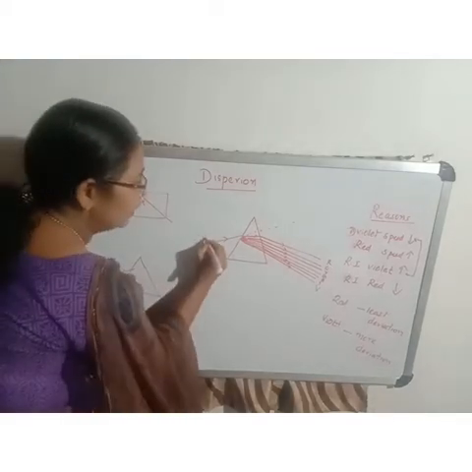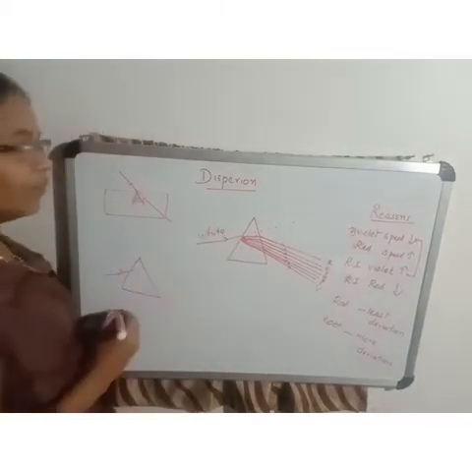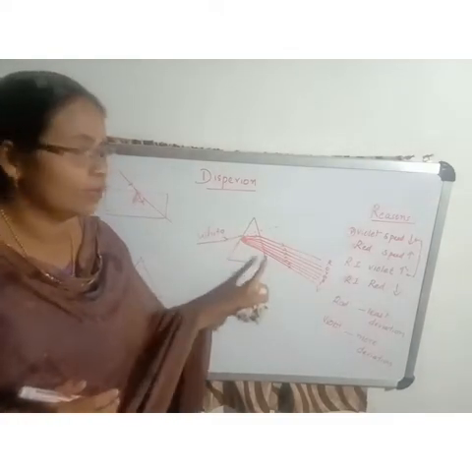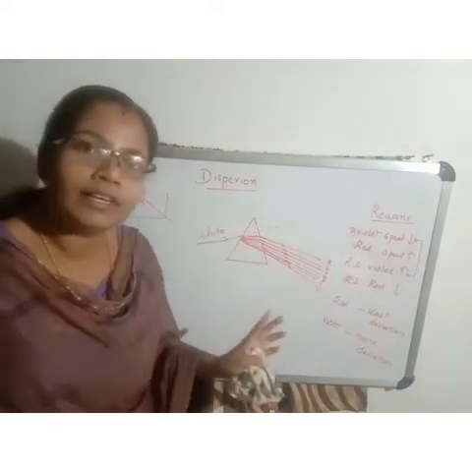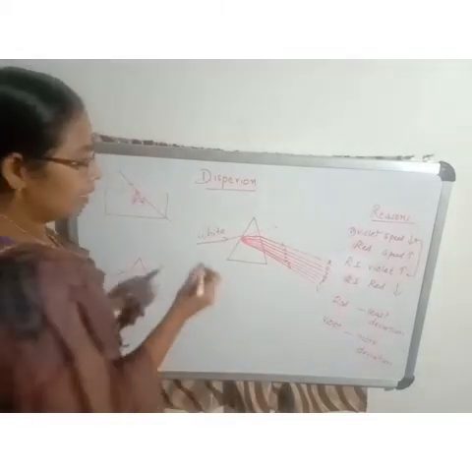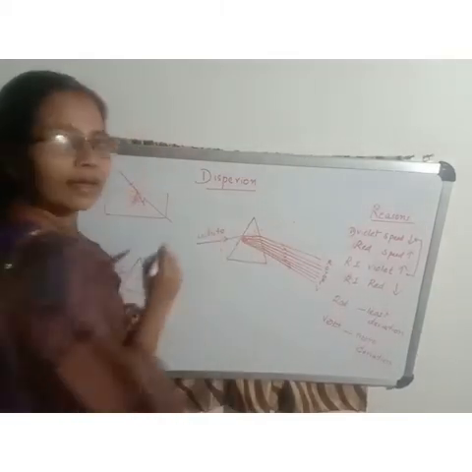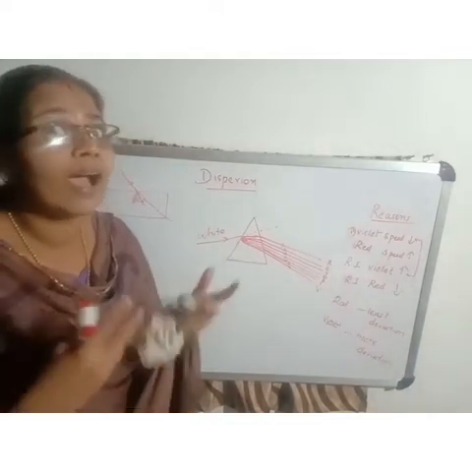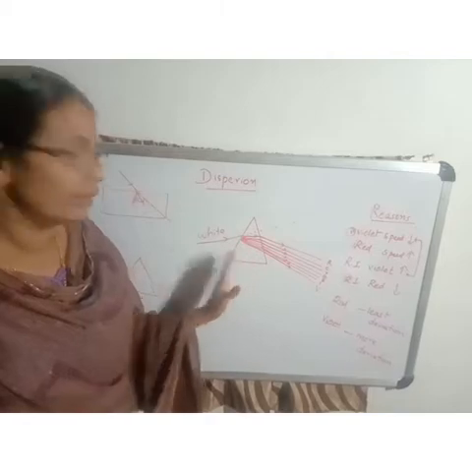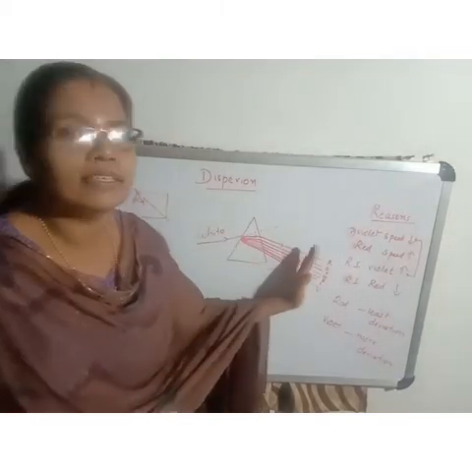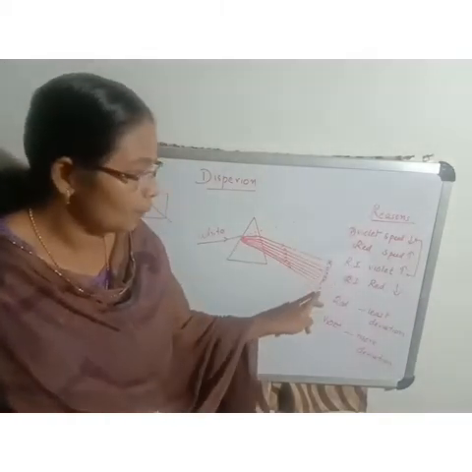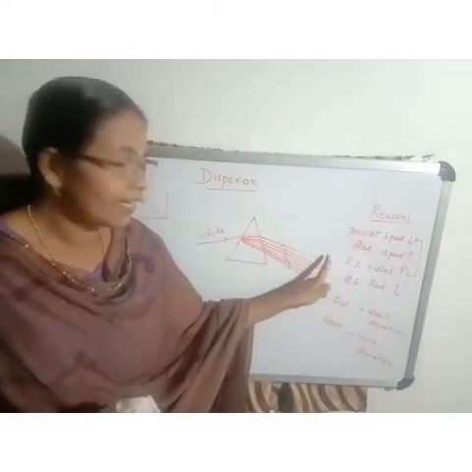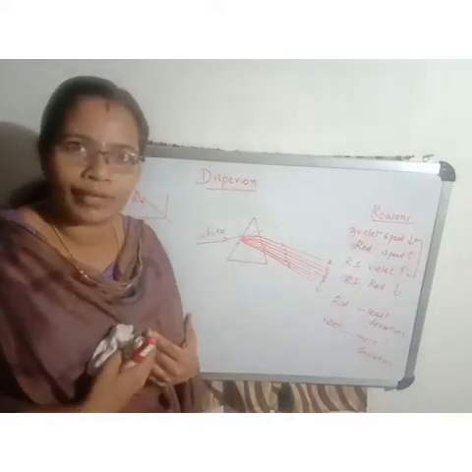White light is hitting a triangular prism. Definitely we know refraction happens. Instead of going in a straight line, refraction happens. But we can see a magical phenomenon here. At the other side, you can see so many colors. Instead of one light, at the other side we will get a mixture of light.